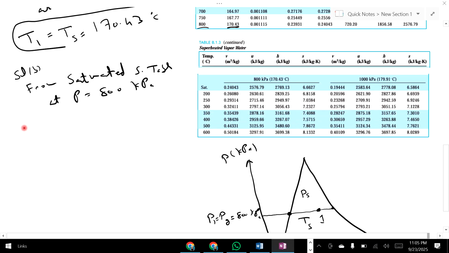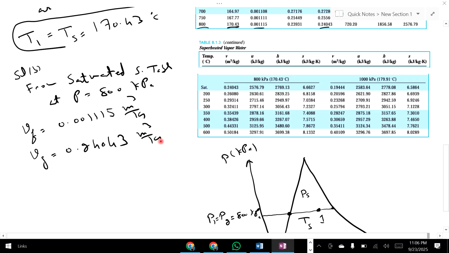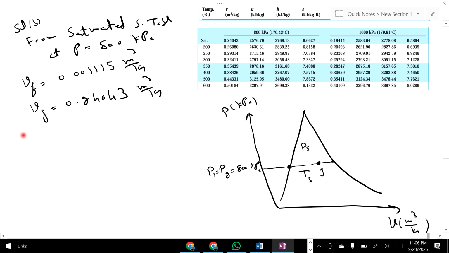The specific volume of liquid, this is Vf, is 0.00115 meter cube per kg, and this is Vg, this is Vfg. Vg is 0.24043 meter cube per kg. First we find the mass of liquid.